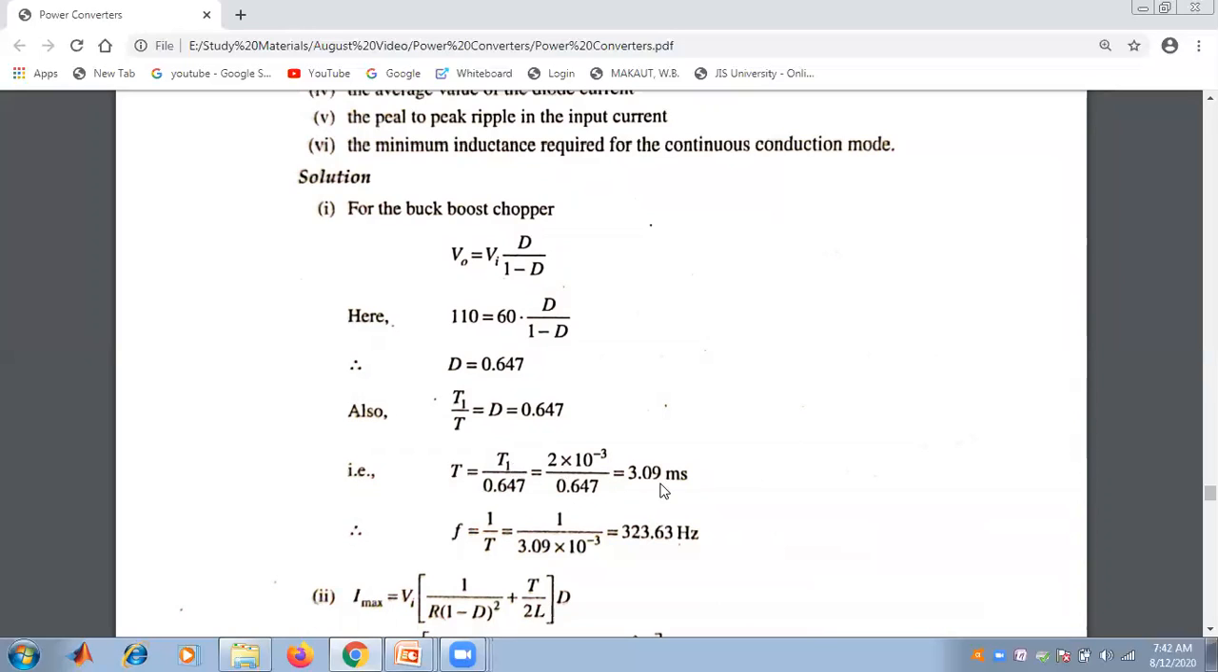From that particular calculation, we have found the value of T, that is 3.09 millisecond. Since T is found, we can find the chopping frequency, that is frequency equal to 1 by T. Just putting these values, we find the value of frequency, that is 323.63 Hertz.